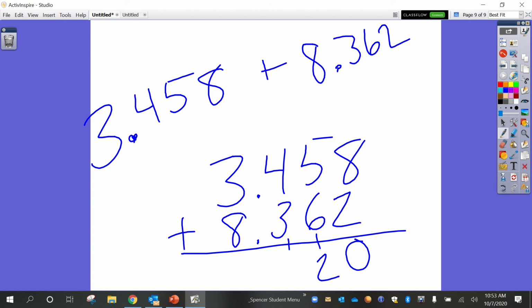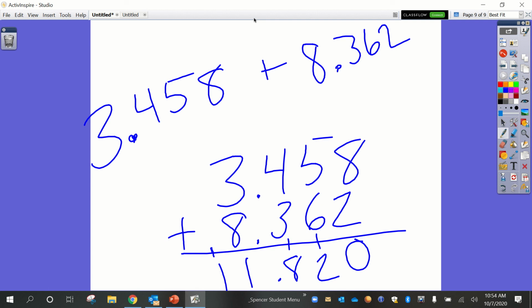Now we have 4 tenths plus 3 tenths, which is 7 tenths, plus the one we regrouped, which is 8 tenths. The decimal comes down right where it's at. And now we have 3 ones plus 8 ones, which is 11 ones, which would allow us to regroup into the tens place. So 11 and 820 thousandths is the answer to that problem.